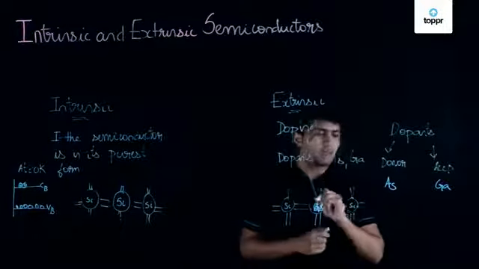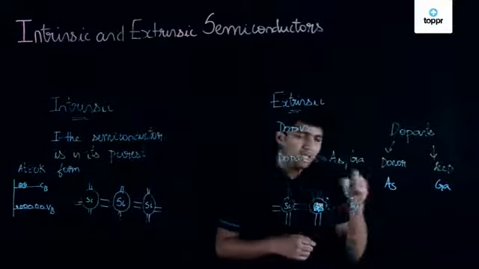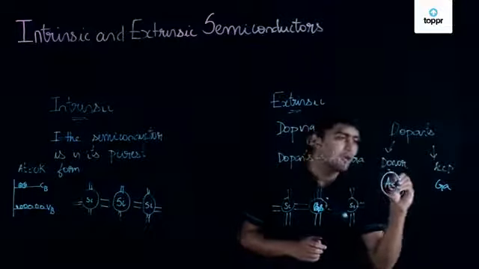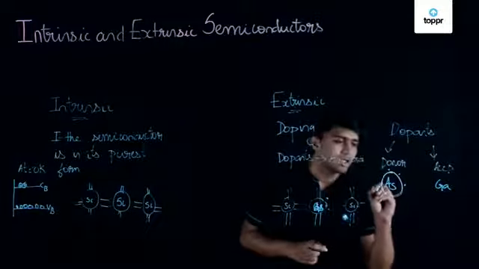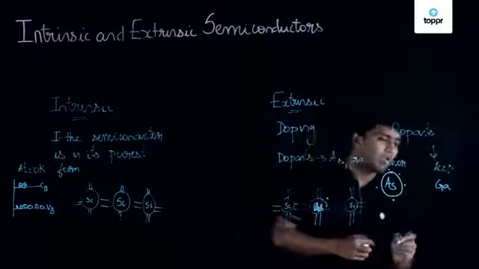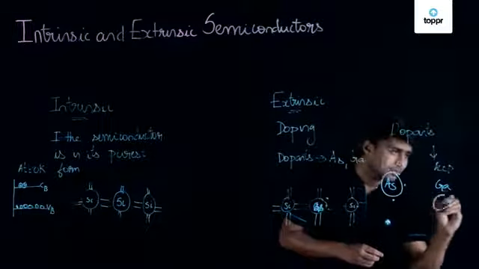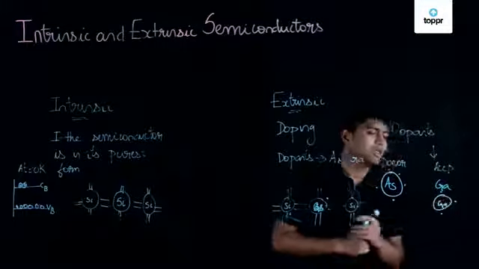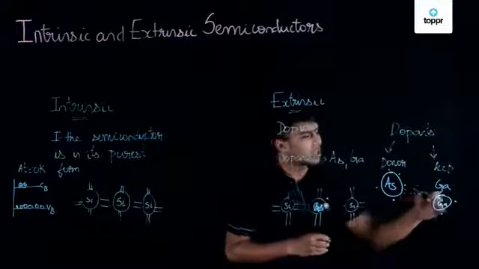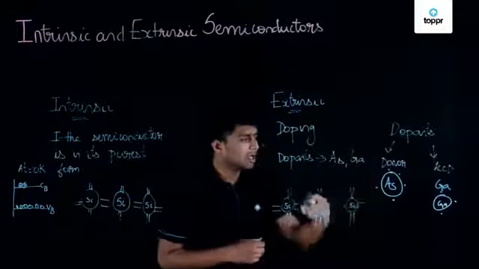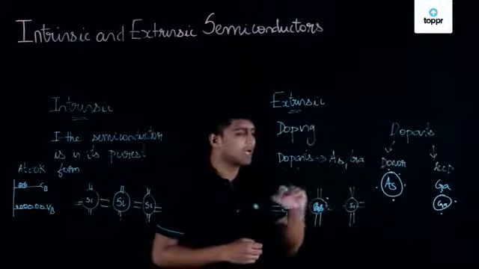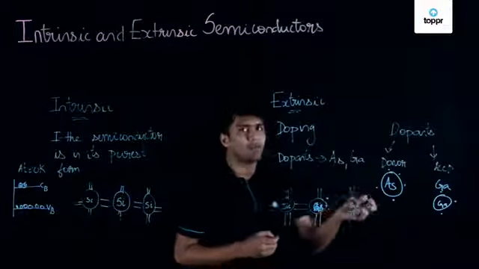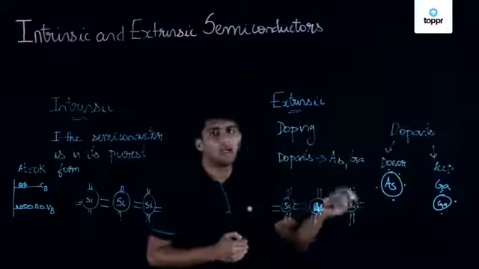Here, when we are replacing silicon with gallium, what will happen? Gallium has 3 electrons in its outermost shell, whereas arsenic has 5. So this will be accepting, because when gallium is replacing a silicon atom, where 4 were there, one electron is missing and it becomes positive. It will be creating a hole.